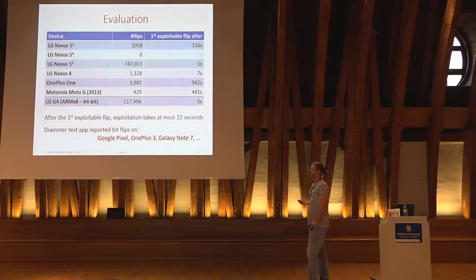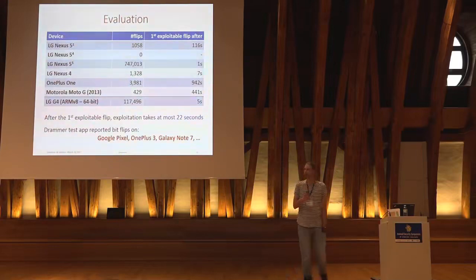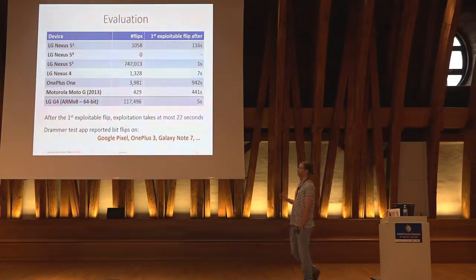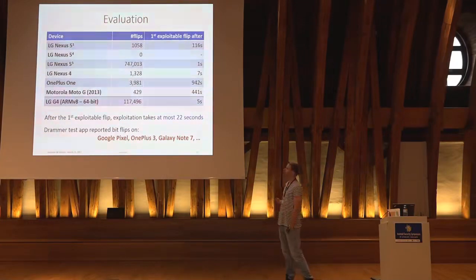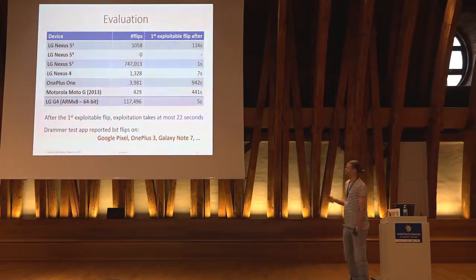And then we wrote a Drammer test application, which we tried to publish in Google Play, but it didn't really work out. Anyway, people still found it, and people ran it. We found bit flips on the Google Pixel, so even very up-to-date hardware is still vulnerable to this Rowhammer. People found bit flips on the OnePlus 3, and people were even crazy enough to run this on the Galaxy Note 7 and reported bit flips there.